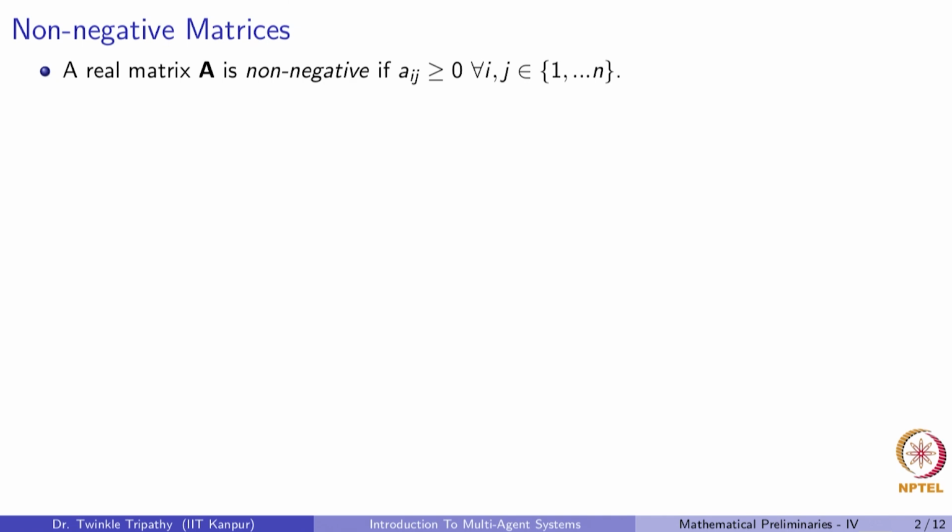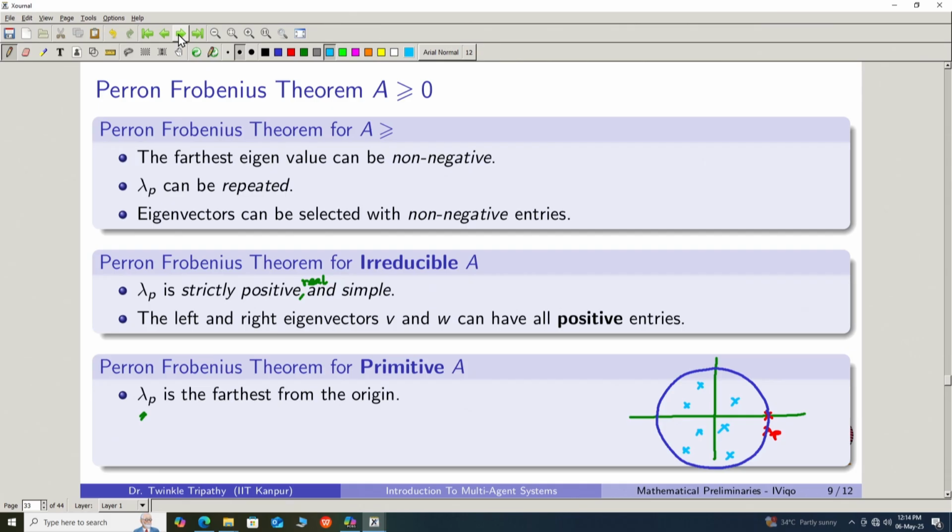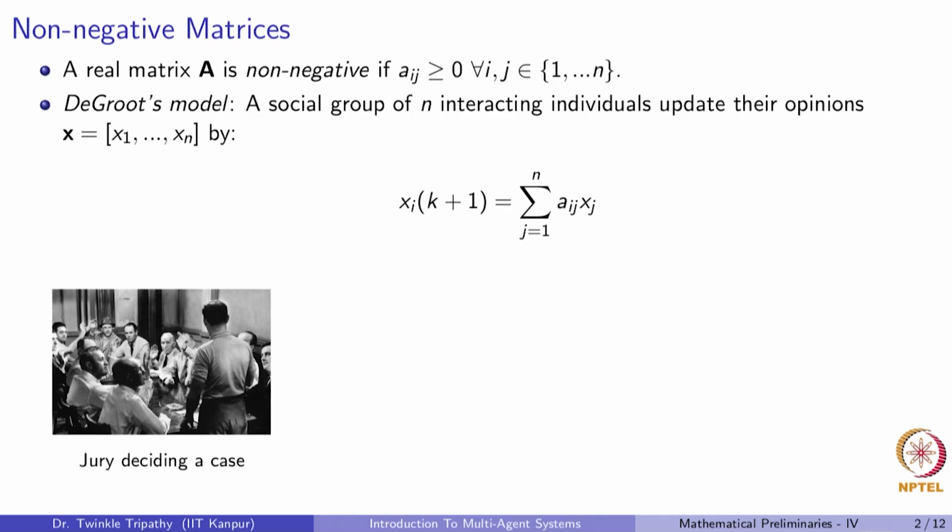So what are non-negative matrices? It's very simple, as the name suggests. A non-negative matrix is simply a matrix A which has all real entries in our case, and every entry of the matrix is non-negative, or greater than or equal to 0. So why is it important to us? To remind you of that, let's again look at the example of the DeGroot model, which we have been talking about since the past few lectures.